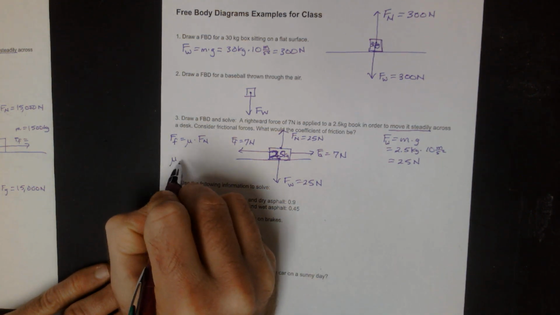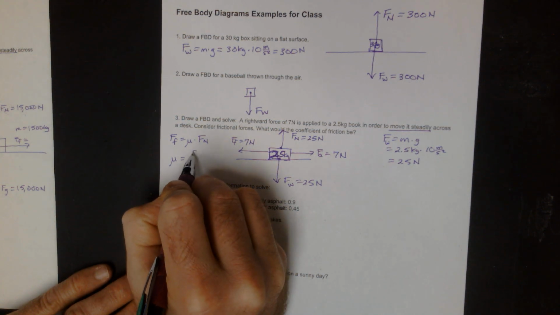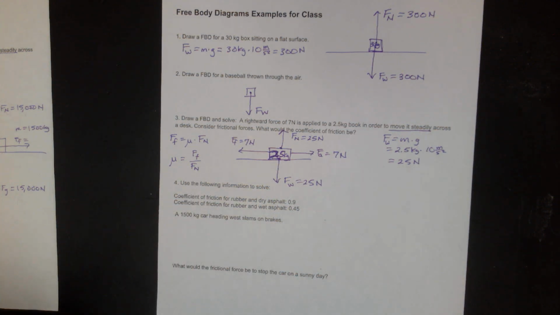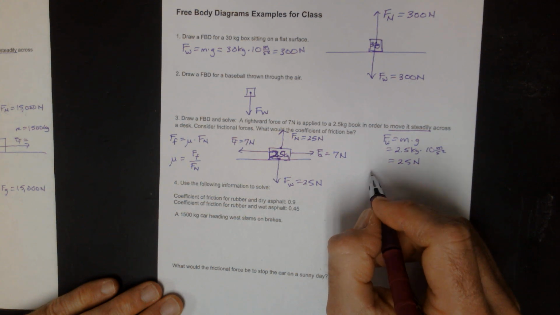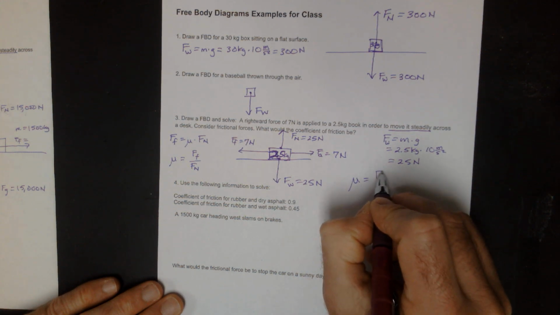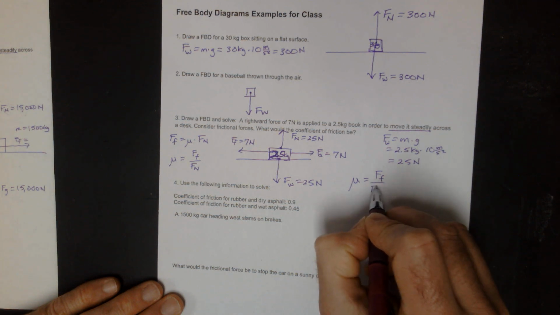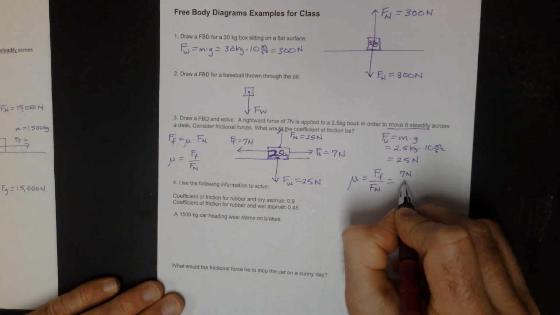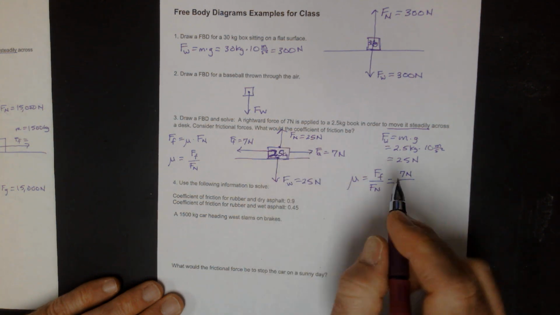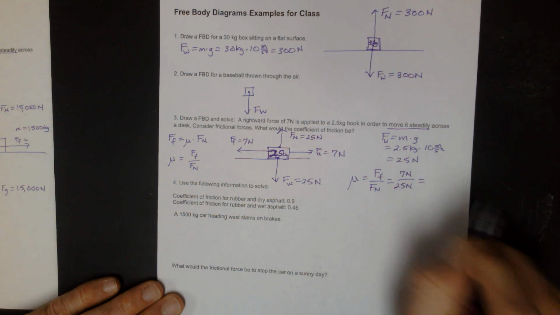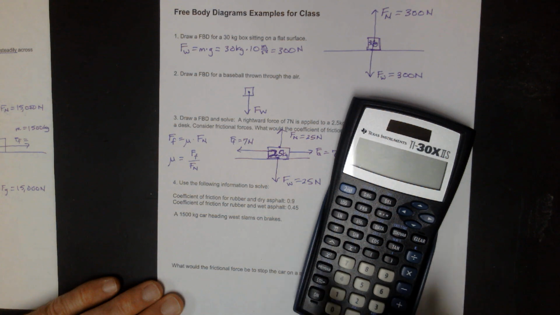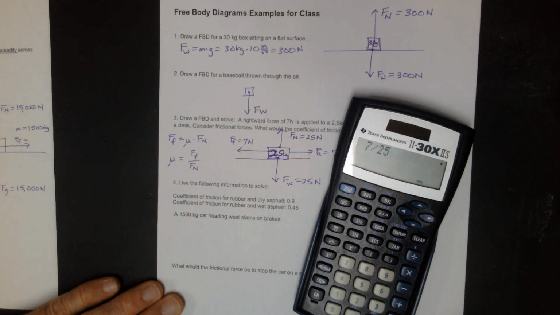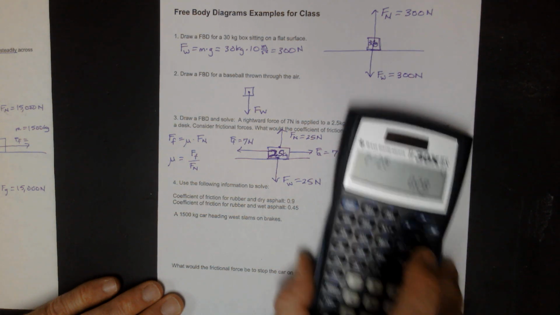So if we do a little rearranging, the coefficient of friction is equal to the force of friction divided by the normal force. Now I'm going to move over here where I have a little bit more space. So the coefficient of friction is the force of friction divided by the normal force. My force of friction here is 7 newtons. And my normal force is 25 newtons. Okay. Get that where there's no glare on it here. And we'll do 7 divided by 25. And we get 0.28.